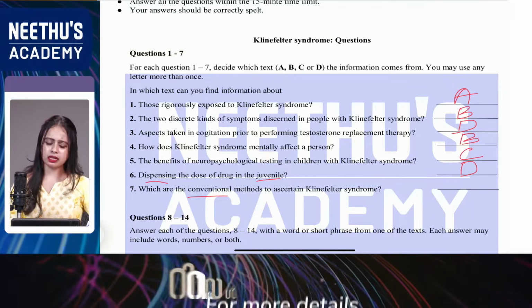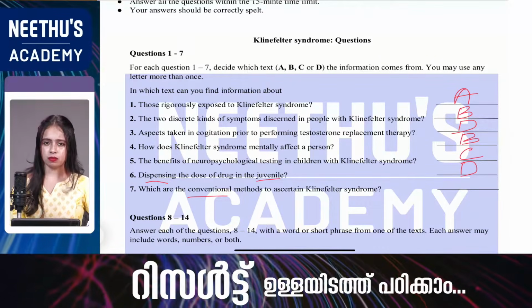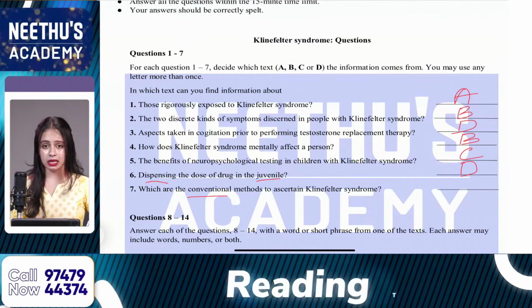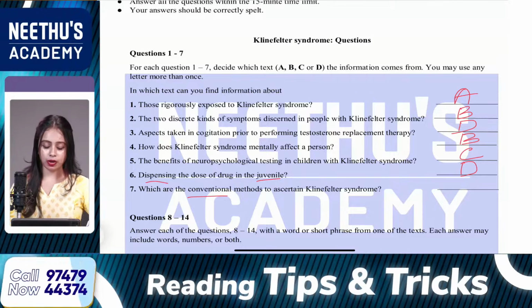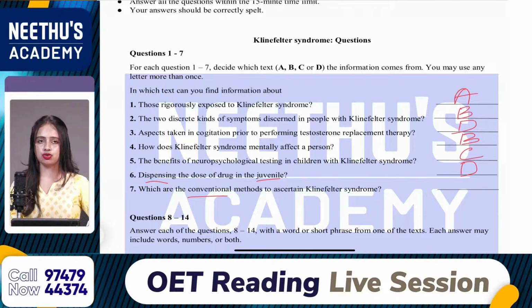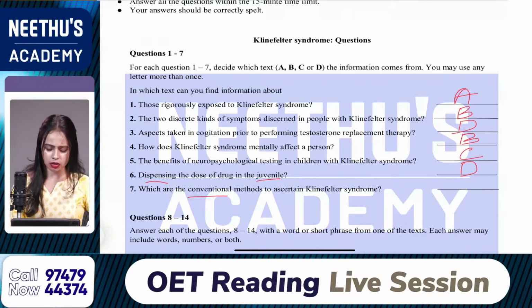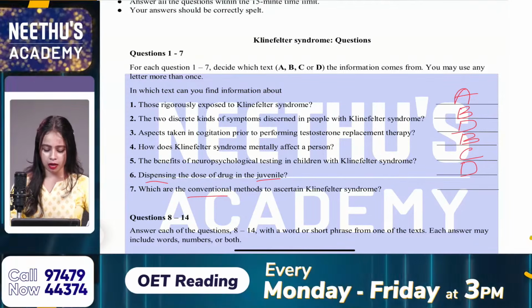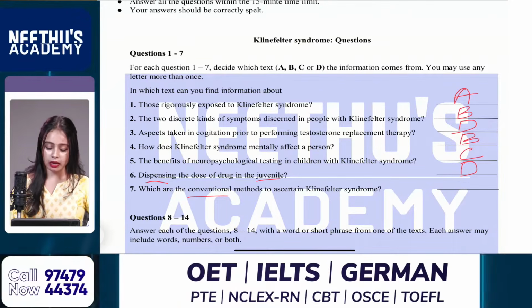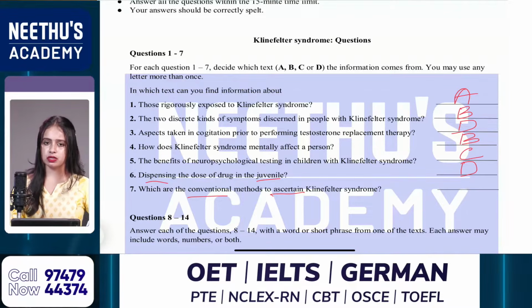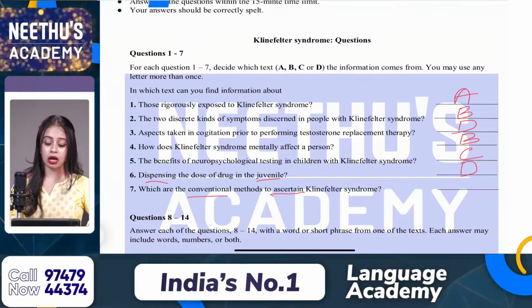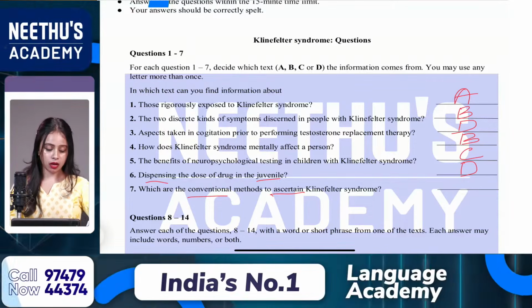And most probably they will use all these synonyms. Conventional, traditional, mostly used, natural, usually, usual, common. Here, I think, conventional methods are connected to usual. So which are the usual methods to ascertain Klinefelter syndrome? Ascertain, as you already know, means identify, detect. So which are the conventional, usual methods to detect Klinefelter syndrome? Any idea?